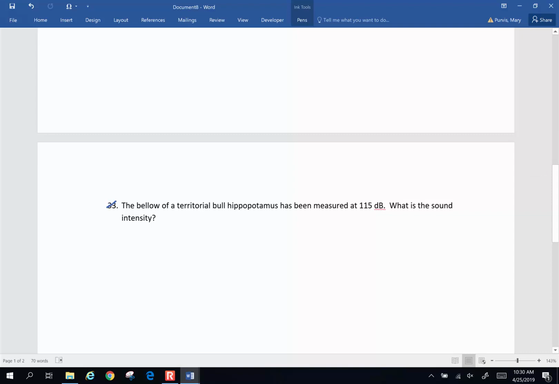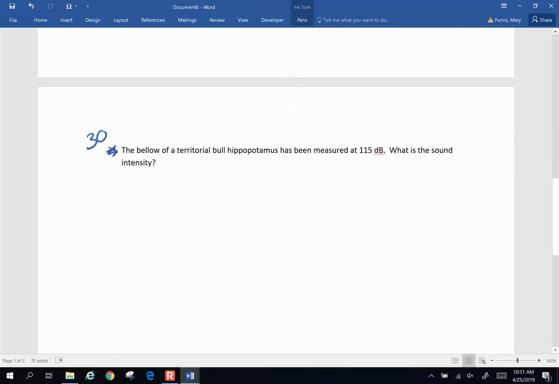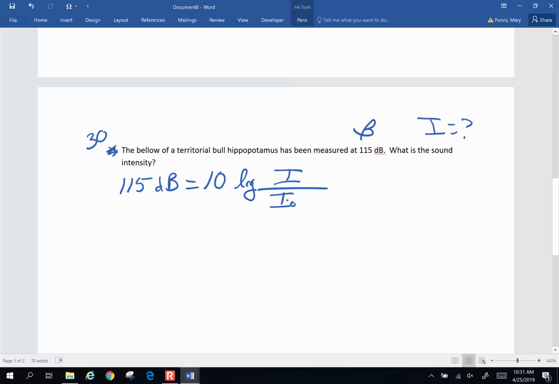All right, the next one is going to be number 30. Number 30 says this: the bellow of a territorial bull hippopotamus has a measured sound level of 115 decibels. What is the sound intensity? So this one we're going in a different direction. This time we know decibels, and we're looking for I, intensity. That's my question mark. So I've got 115 decibels is equal to 10 times the log of I, the intensity I'm looking for, over I0, the threshold of hearing, that constant. So this is going to be 115 dB is 10 times the log of I over I0.